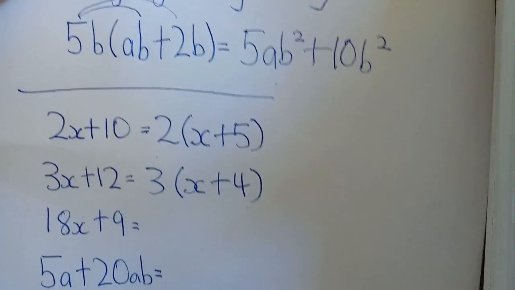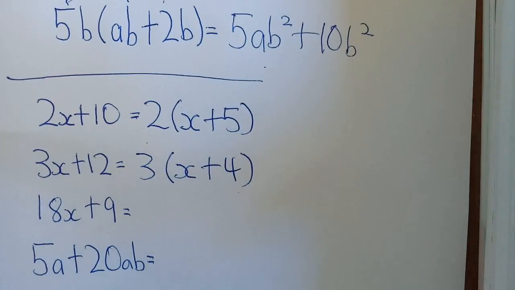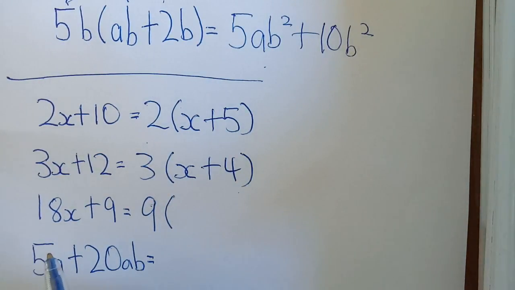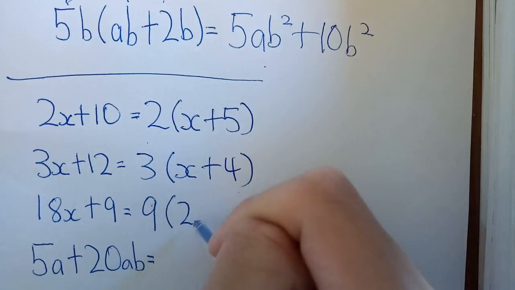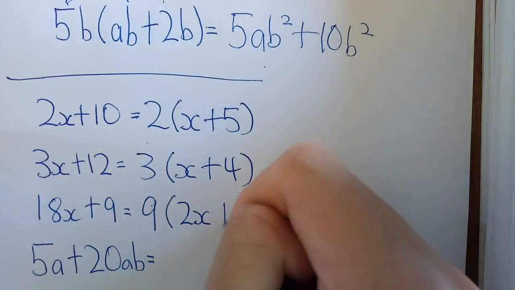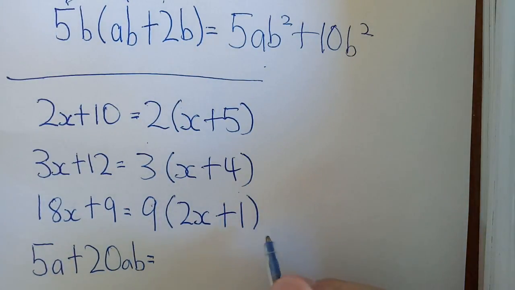And, okay, let's move on to the last two equations. We've got 18x plus 9. So, the highest common factor between 18 and 9 is 9. So we have 9 out here as the outside value. And now moving into the brackets, what multiplied by 9 is 18x? It's 2x. So 2x this time is our first value in the bracket. And what multiplied by 9 equals 9? That is 1, of course. And this is our factorized form for this equation.